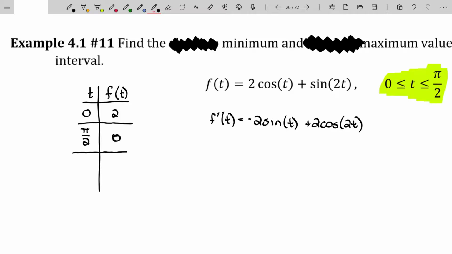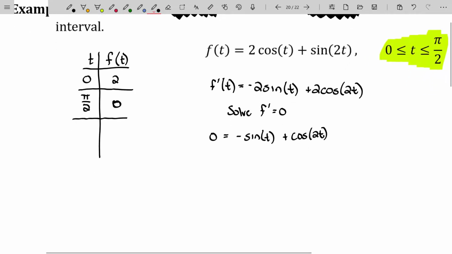But we do want to solve to find the other critical numbers, so solve f prime equal to 0. And that would occur when, I'm just going to divide everything by 2, 0 is equal to negative sine of t plus cosine of 2t. This requires us to remember our trigonometric identities. Cosine of 2t can be written as 2 cosine squared of t minus 1, or 1 minus 2 sine squared of t. I'm going to choose that latter one.